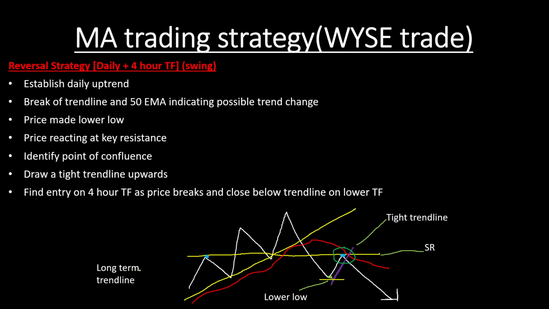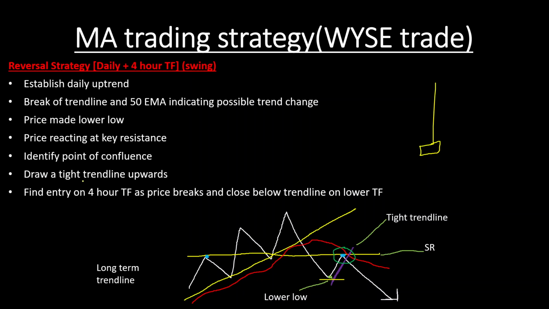Price is reacting at the key resistance. So then price comes up, reacts at this previous support turned resistance. And once again, we want to see reaction, we want to see wicks, we want to see some form of candlestick pattern to show that there's selling pressure within this market at the moment. We identify the point of confluence, so we can see that we have the support turned resistance and we have the 50 EMA here as well, acting as resistance. So we have 2 out of 3 areas of value. Once again, you could use a Fibonacci as well.